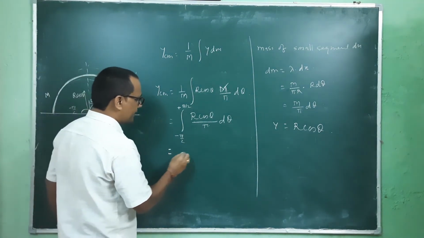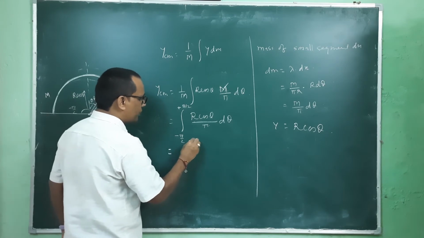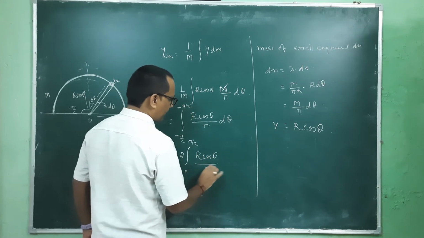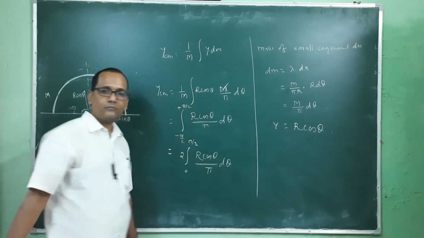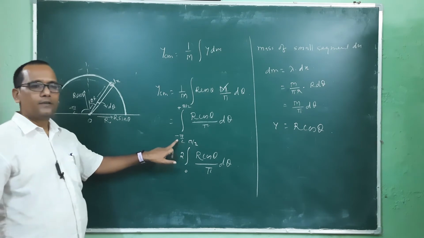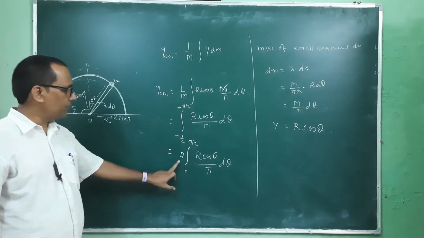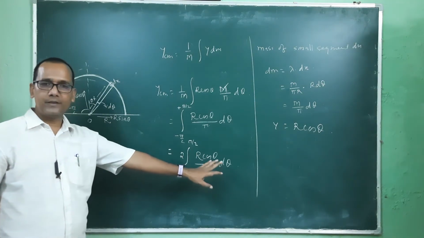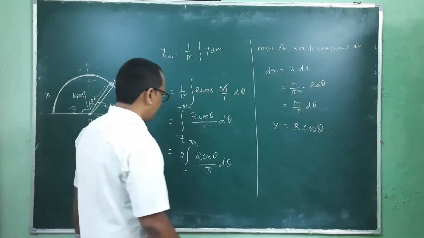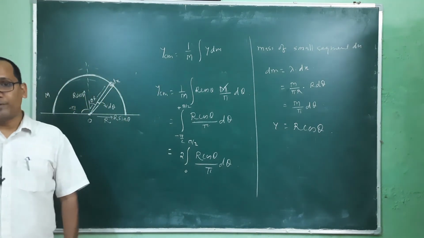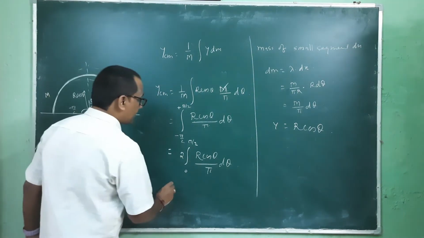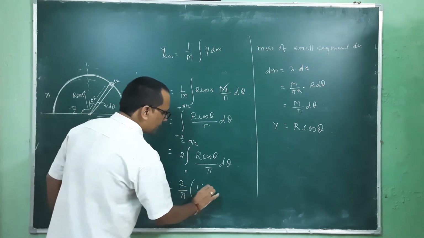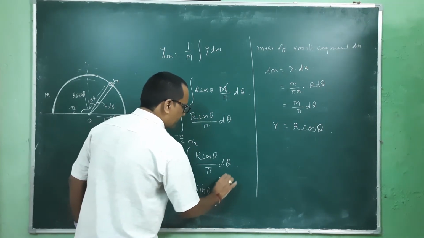And one can write this as equivalent to 0 to pi by 2 by multiplying by 2. This is the formula: if the limit is taken as minus pi by 2 to plus pi by 2, then it can be written as equivalent to 2 multiplied by the integral from 0 to pi by 2 of r cos theta by pi d theta. And the integration of cos theta gives sin theta. So this is equal to r upon pi sin theta from 0 to pi by 2.